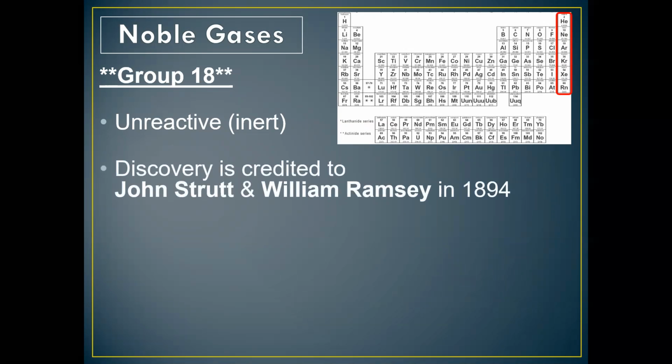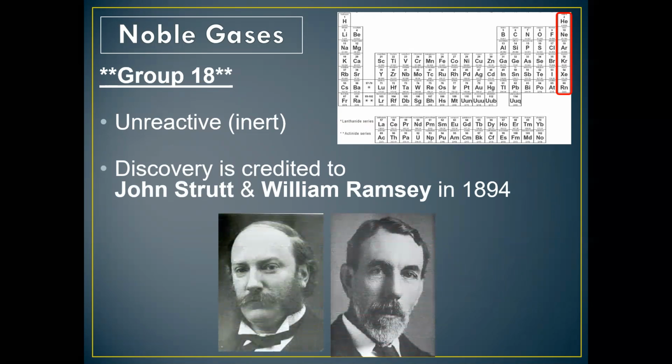The noble gases were discovered about the same time as each other, 1894, by John Strutt and William Ramsay. They were hard to find because they are gases, and a lot of them are lightweight, but they did discover them, and once they discovered one, they were able to discover many.